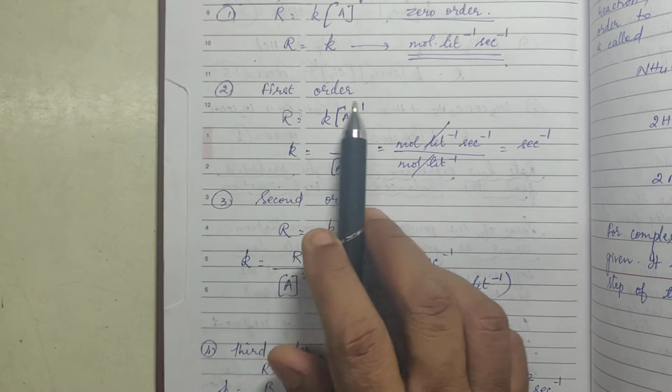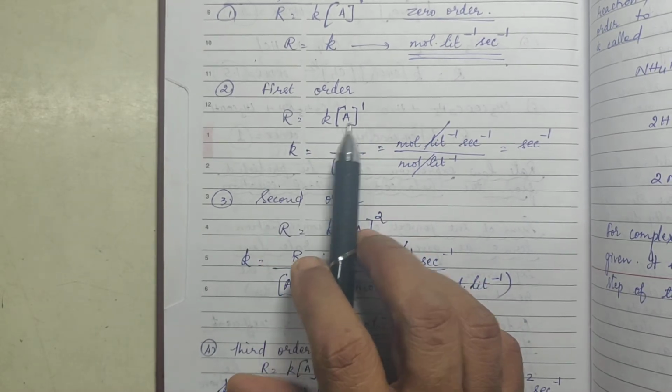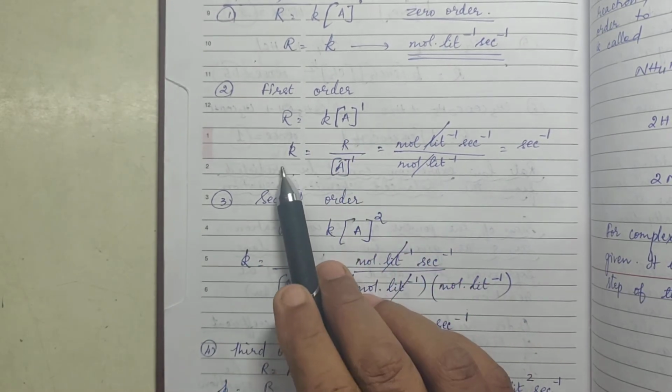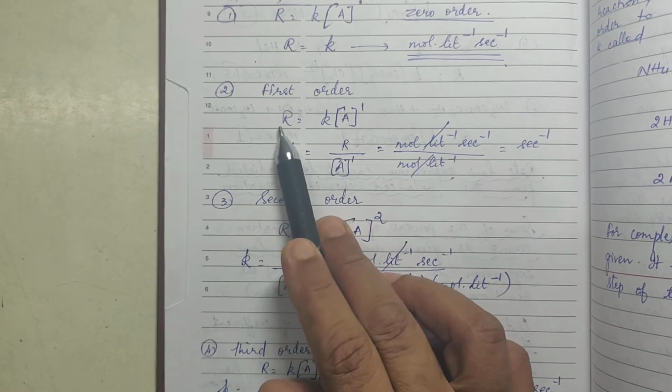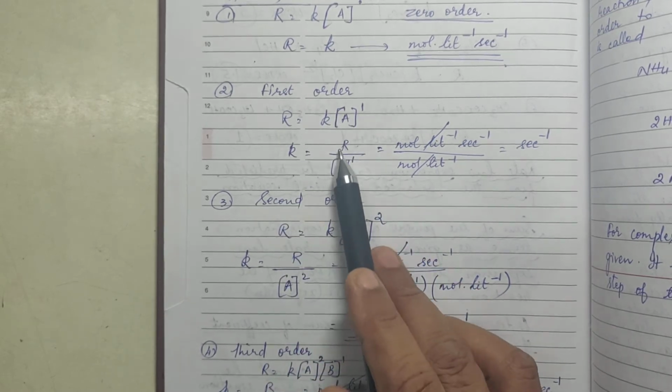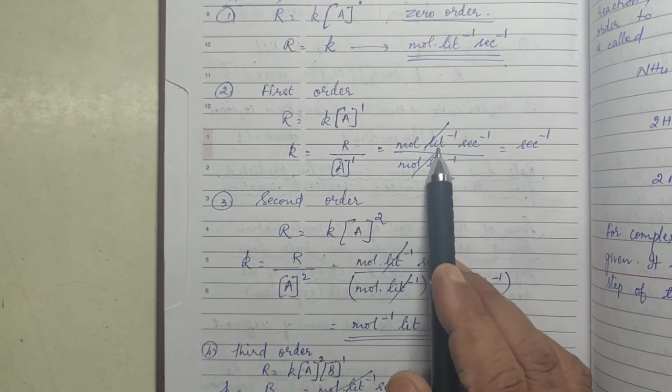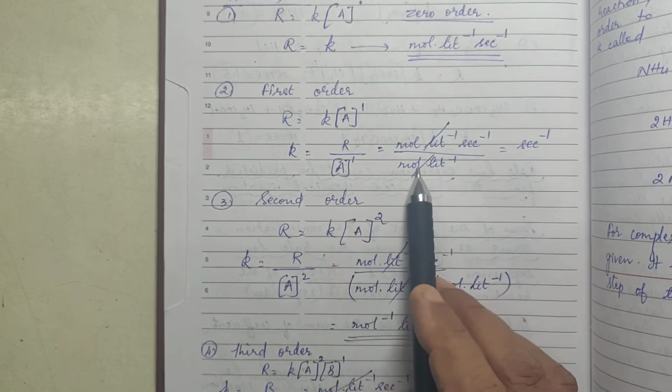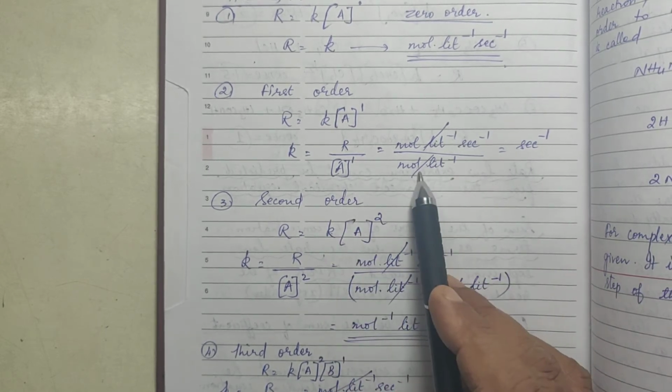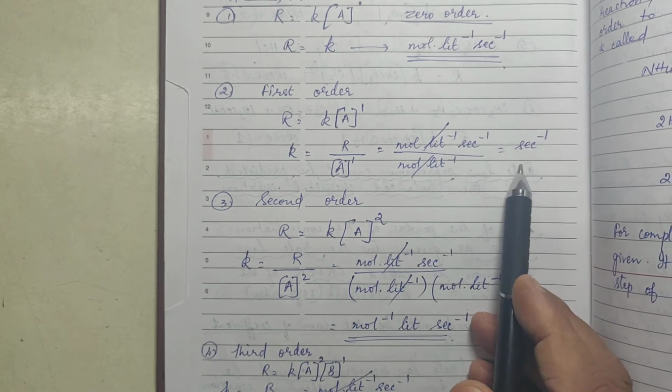Then for first order, R is equal to K into A power 1. So what is K equal to? K is equal to R upon A power 1. What is the unit of R? Moles per liter per second. The unit of A is moles per liter. So this will get eliminated, and what is left behind is second inverse.